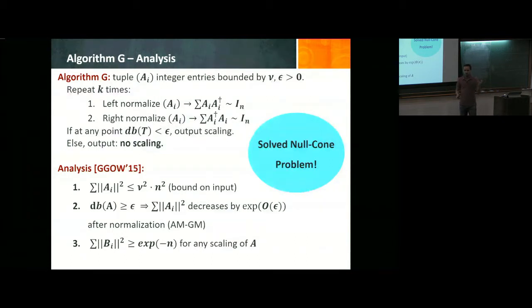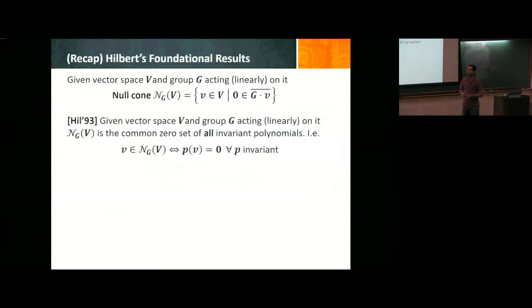Like, what's the conceptual reason why this is solving the null cone problem? At some point, these people who are trying to solve this problem probably didn't even know about the null cone. But why is this related to the null cone? So let's try to investigate what is this doubly balanced, okay? And to that, let me just give a recap of Ankit's talk.